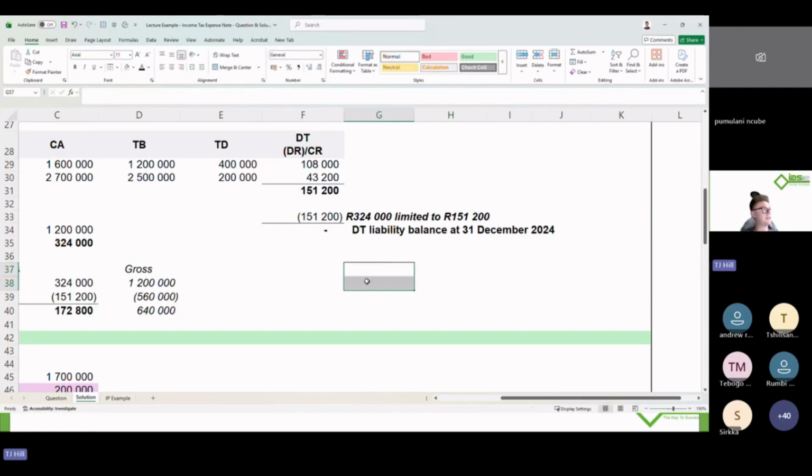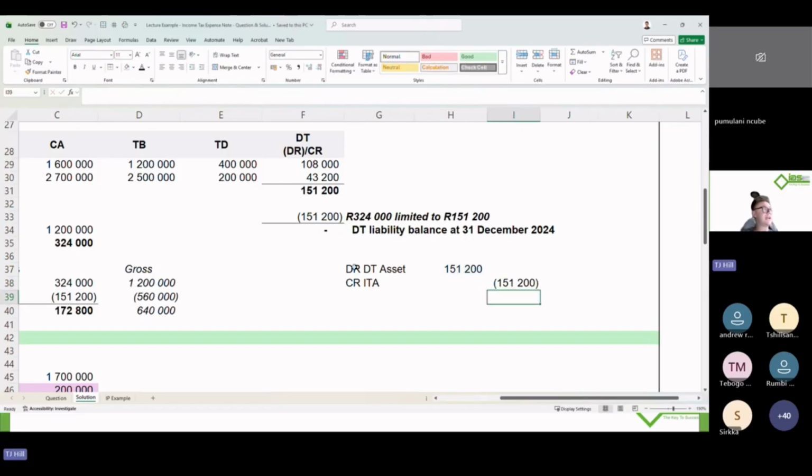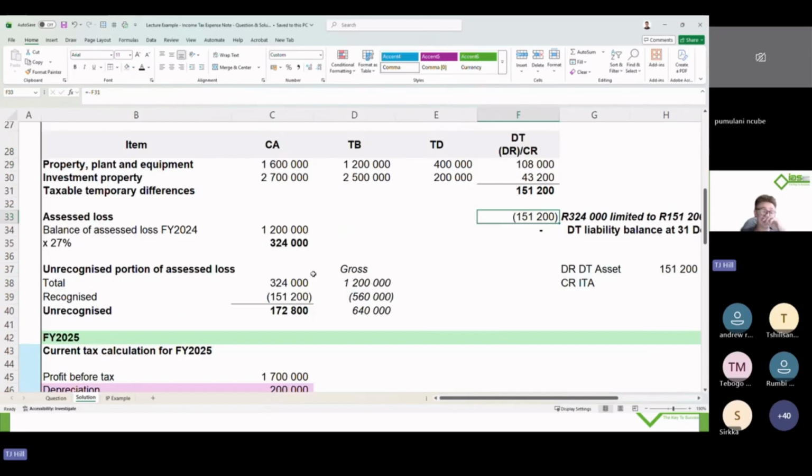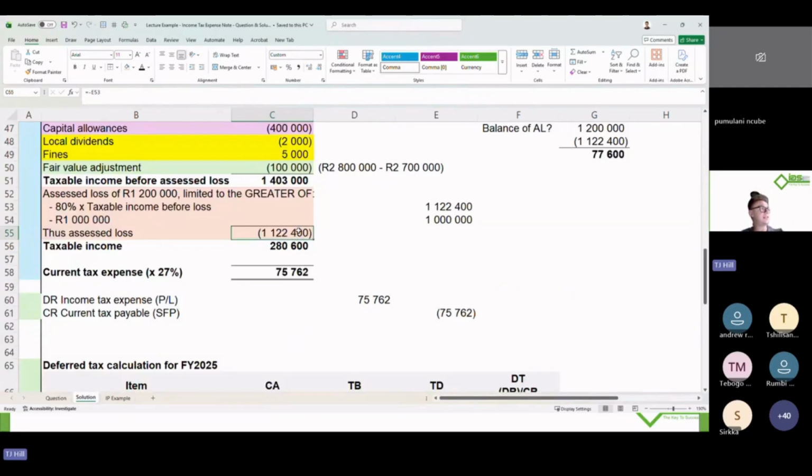Okay, so if it comes to this one here, I've technically passed a journal: debit DT asset, credit income tax expense last year, of this amount for the DT asset side, but not for the rest of the 172,800. I didn't journalize it. I put it aside and said it is not going to be journalized. But do you see that here I have taken it into account in current tax this year?